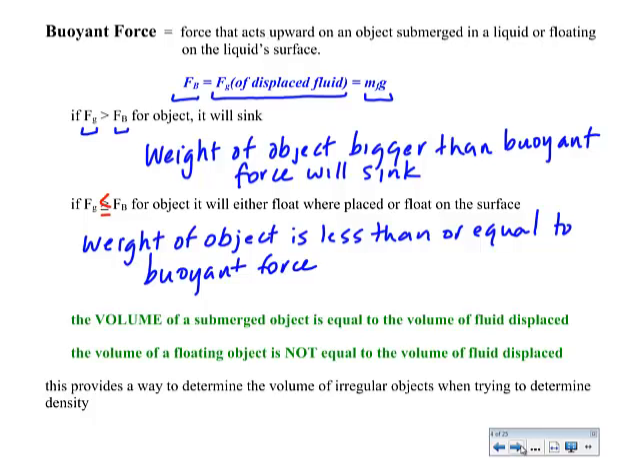The volume of a submerged object is equal to the volume of the fluid displaced. The volume of a floating object is not equal to the volume of the fluid displaced. This provides a way to determine the volume of irregular objects when trying to determine the density.